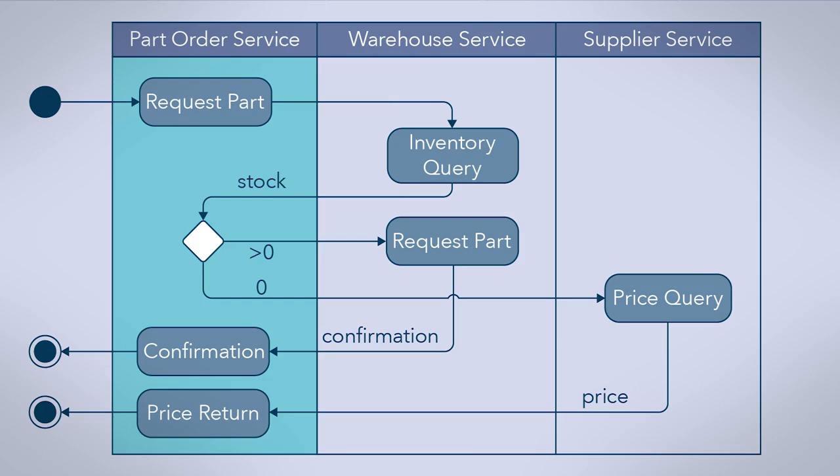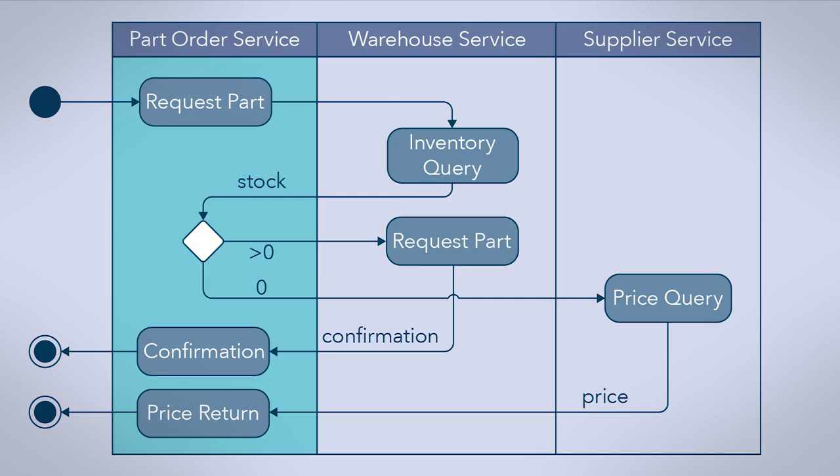Let's say you are a car manufacturer and you have a remote warehouse. In this case, each swim lane represents a service. Your part order service is a composite service. When you make a request for a part, it first queries the warehouse service. This query will return the number of that part in stock. If the number is more than 0, then the part order service requests the said part and returns a confirmation to the part order service, which also sends a confirmation to its service requester.